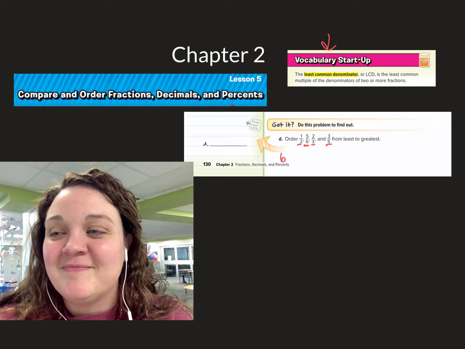So 6, is that a multiple of 5? No, but it is of 2 and 3. 12 is also a multiple of 2 and 3, but not 5. Another 6 would be 18. Again, 2 and 3, but not 5. 24, nope. 30, yes. So 30 is a multiple of 2, 6, 3, and 5. Remember, multiples are count-by numbers. So if I count by 2, I hit 30. If I count by 6, I hit 30. 3, I hit 30. And 5, I hit 30. So I'm going to get all my denominators to equal 30.